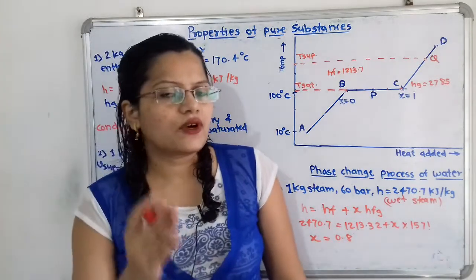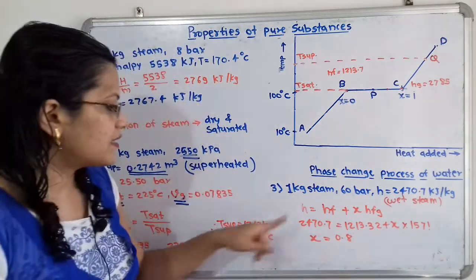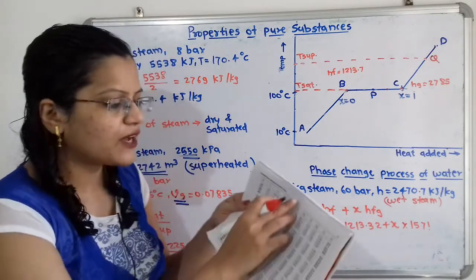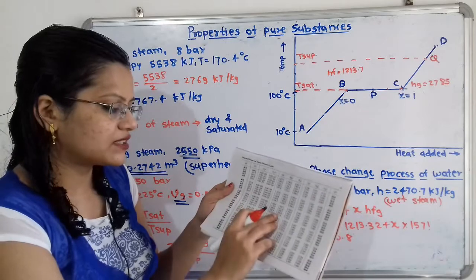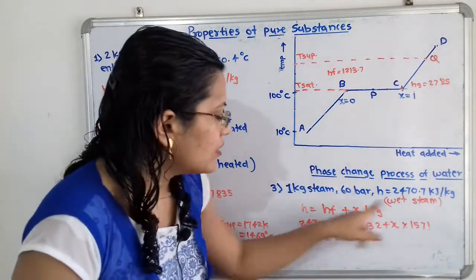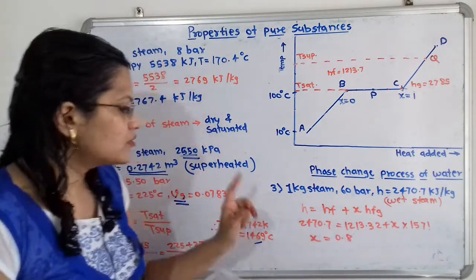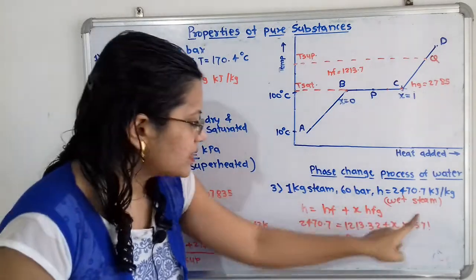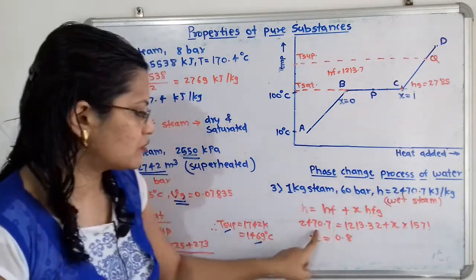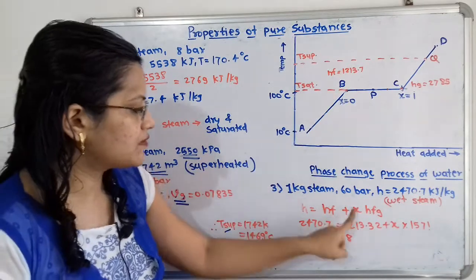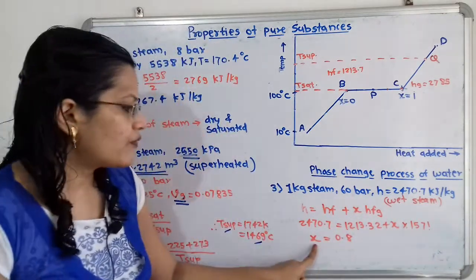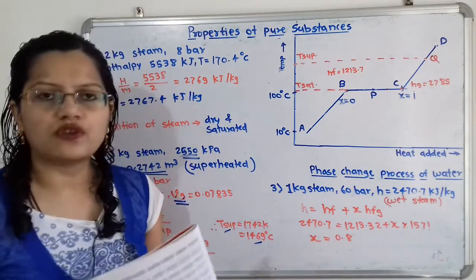So we know the formula for wet steam: h is equal to hf plus x hfg. This hfg value is also mentioned here for the 60 bar, 1571.3. So we have to write all these values. X is unknown, h is equal to this 2470, hf we have to put this value, x is unknown, and hfg 1571. When we calculate, x is equal to 0.8.